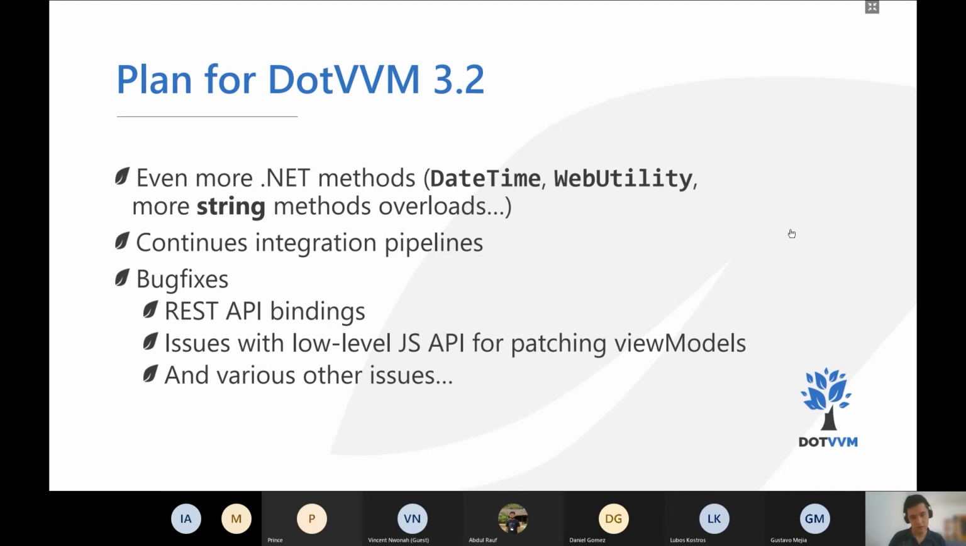And also we are looking right now at some low-level JavaScript API for patching view models, which can also cause some issues in some edge cases, and a couple of other kind of minor issues, and a bunch of them are already prepared. So we are hoping to release .vvm 3.2 shortly. It won't be as big of a change as .vvm 3.1, as we are already working on .vvm 4.0.